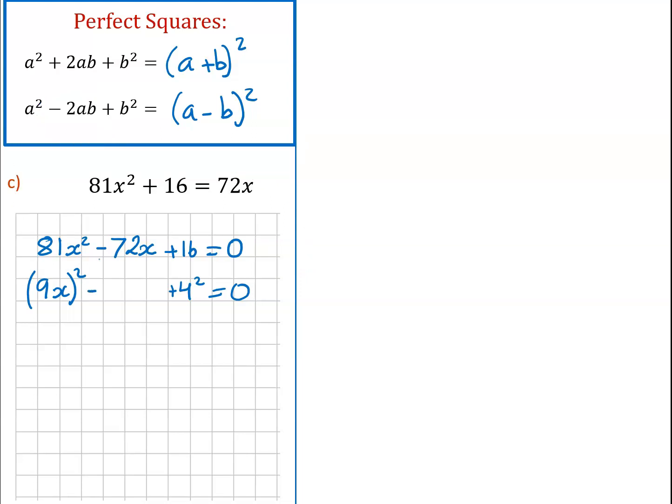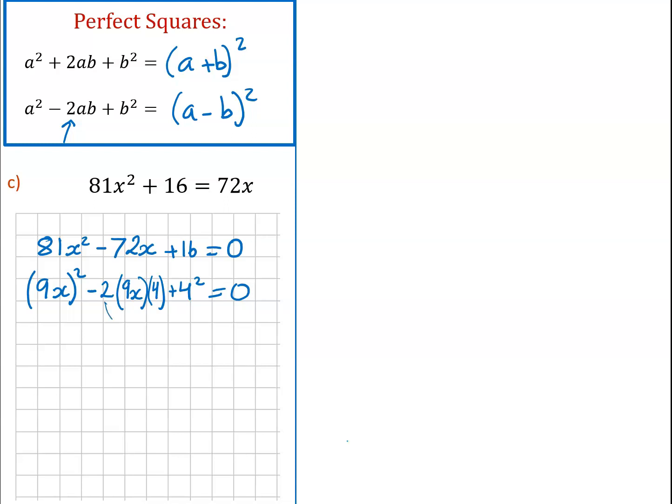The minus stays where it is. I'm not going to write 72. There's a 2 there, I'm going to write the 2. 2 times what? 2 times A. That's 9x. 2 times 9x times, what's my B? My B is 4. Okay, let's see. Does this give me negative 72x?